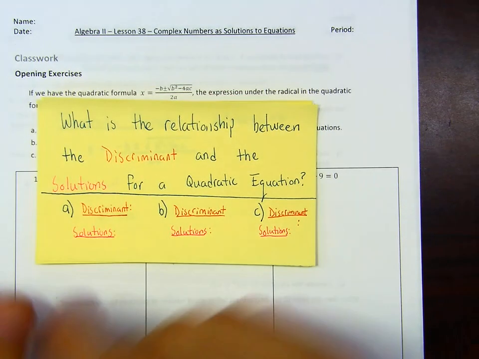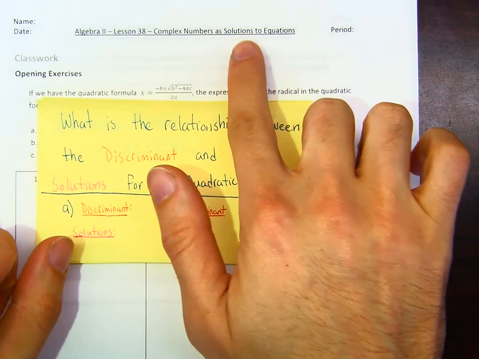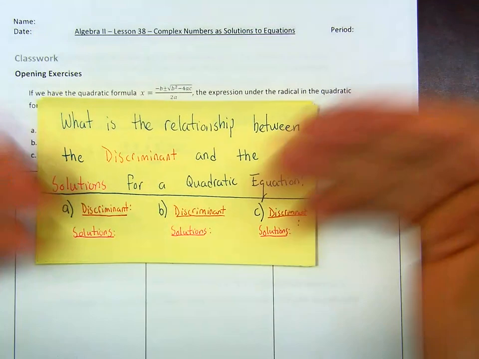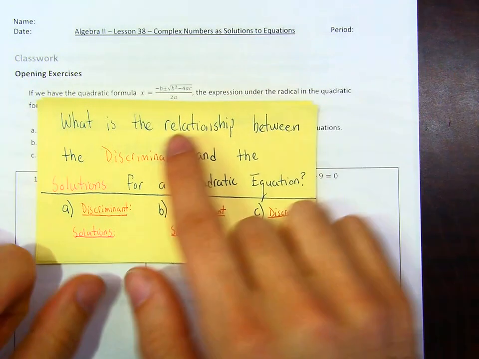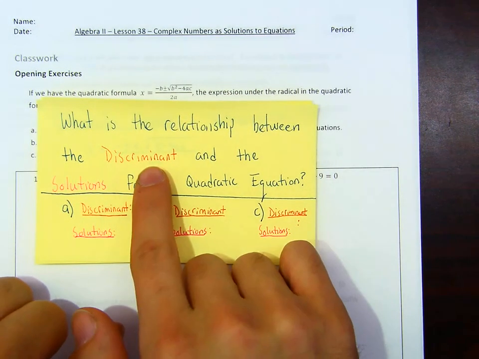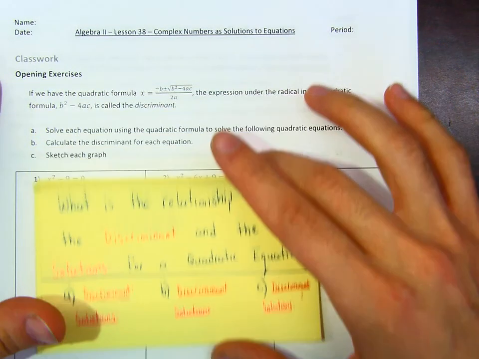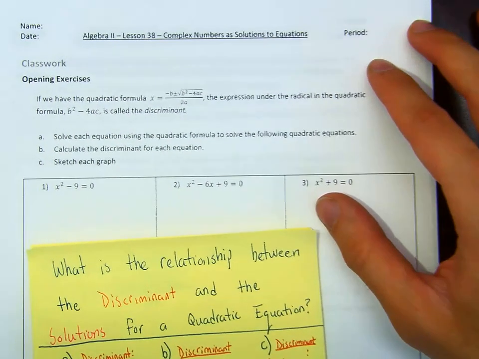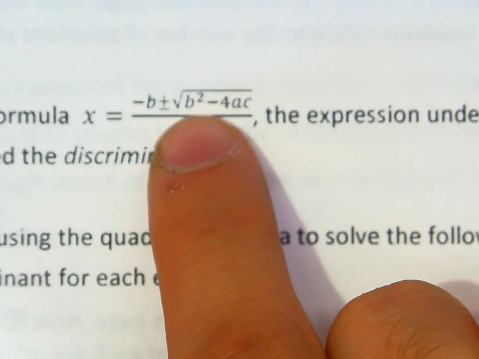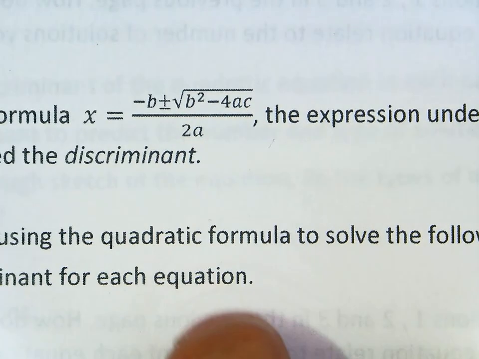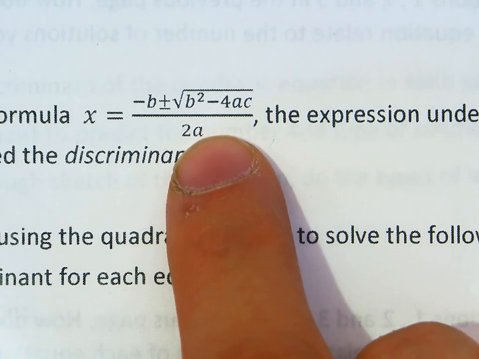Let's do this. Lesson 38, complex numbers as solutions to equations. So the idea for this lesson is, what is the relationship between the discriminant and the solutions for a quadratic equation? So what are we talking about here? Notice this equation from a long time ago: x equals negative b plus or minus the square root of b squared minus 4ac all over 2a. This is the quadratic formula.